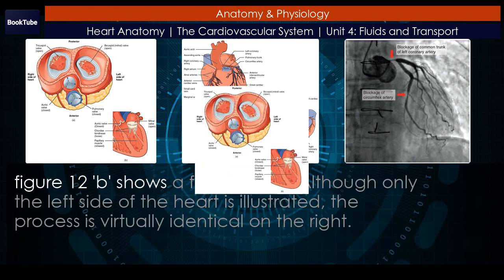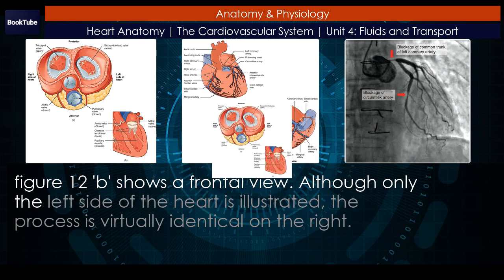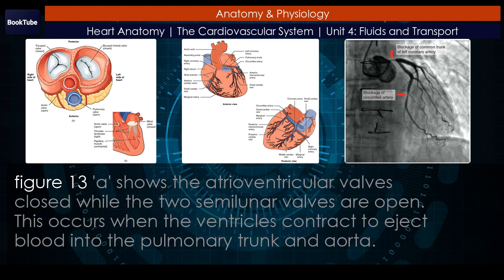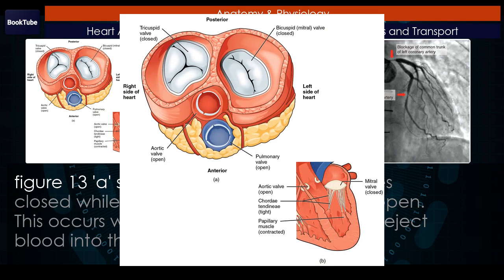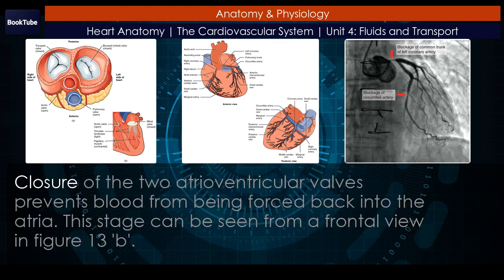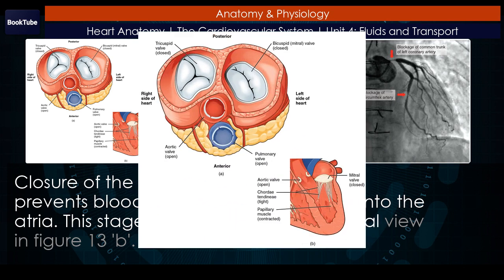Figure 12b shows a frontal view. Although only the left side of the heart is illustrated, the process is virtually identical on the right. Figure 13 shows the atrioventricular valves closed while the two semilunar valves are open. This occurs when the ventricles contract to eject blood into the pulmonary trunk and aorta. Closure of the two atrioventricular valves prevents blood from being forced back into the atria. This stage can be seen from a frontal view in Figure 13b.